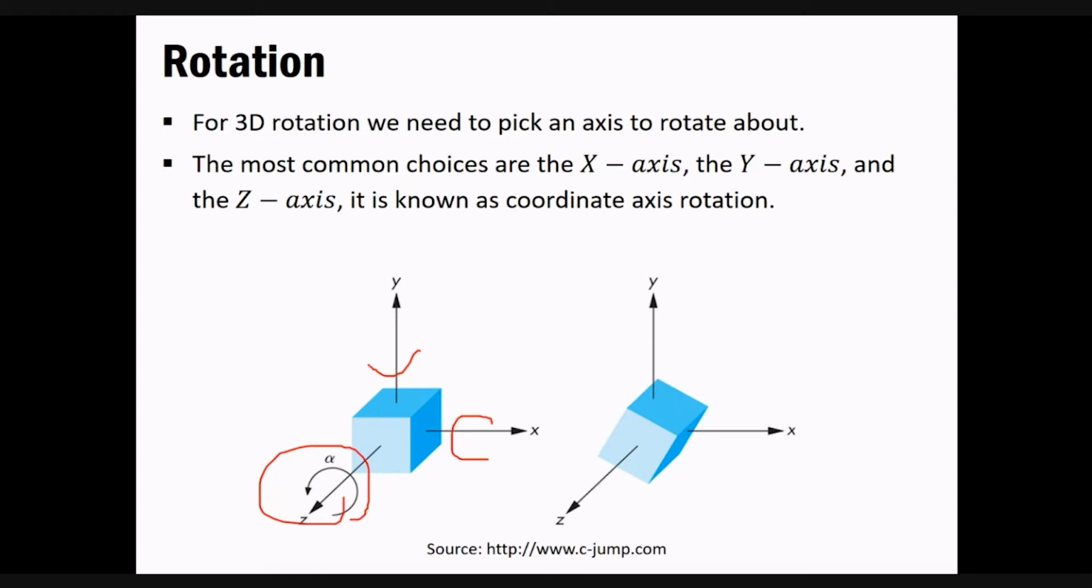Now the most common choices are the x, y, and z axes. It is known as coordinate axis rotation. In simple terms, if it is given that you have to perform coordinate axis rotation, the choice could also be given to you, or you can use it for your own application or purpose. It is a very simple thing that is written over here, and we can also choose other arbitrary axes for rotations, but then the dimensions and the equations would change.